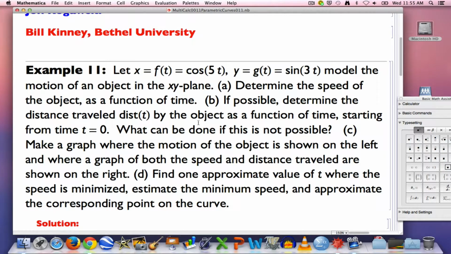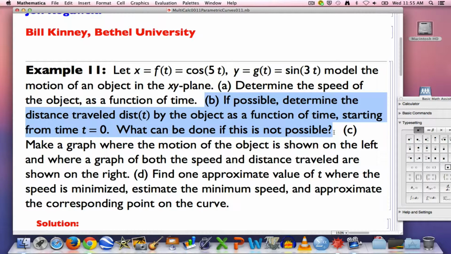And here's our example. We've got two trig functions, cosine 5t and sine of 3t, that are defining the motion of an object in the xy plane. I'm not using units in this video, but you could use units. We've got four things to do. Part A says to determine the speed of the object that these equations are describing the motion of as a function of time. Part B says, if possible, determine the distance traveled, dist of t, a function of time, starting from time 0, and also ask the question, what can be done if this is not possible?